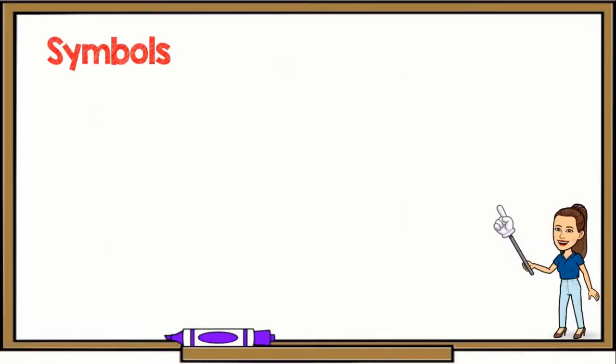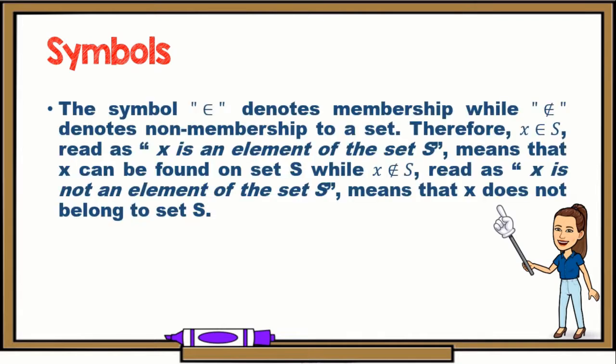Now, let's talk about some of the symbols that we are going to use in this course. This symbol here denotes membership, while this other symbol denotes non-membership to a set. Therefore, this expression, read as x is an element of the set S, means that x can be found in set S, while x not an element of the set S means that x does not belong to set S.